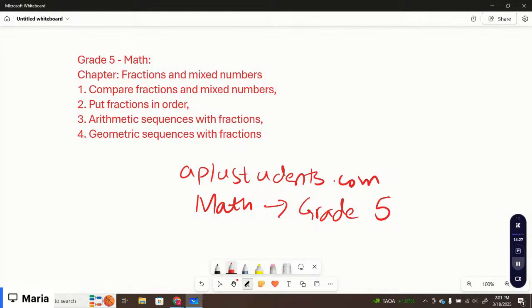We're going to start with the chapter fractions and mixed numbers. The lessons we're going to cover today are compare fractions and mixed numbers, put fractions in order, arithmetic sequences with fractions, and geometric sequences with fractions. So please make sure you have your notebook and pencil so that you can note down the important examples and definitions as well.